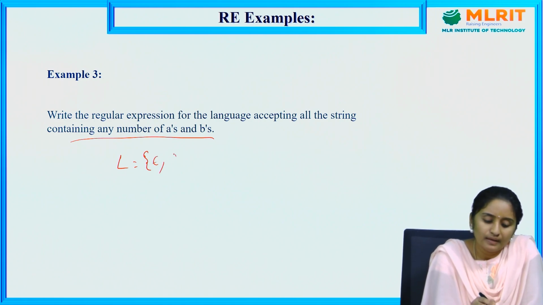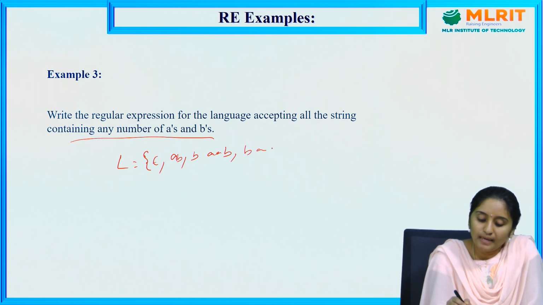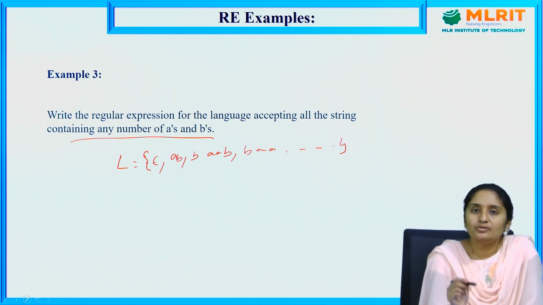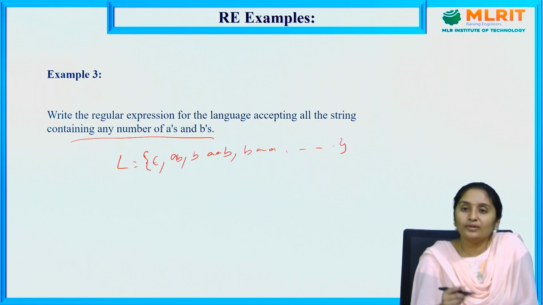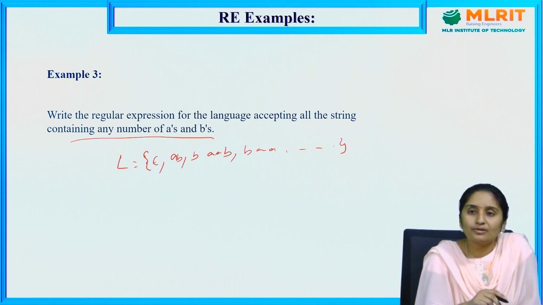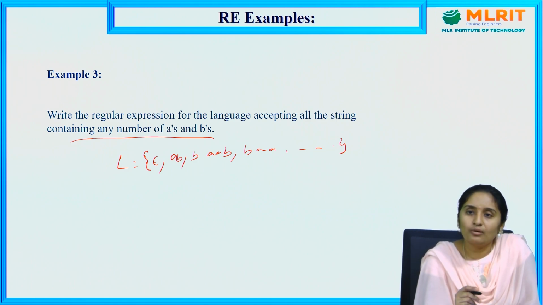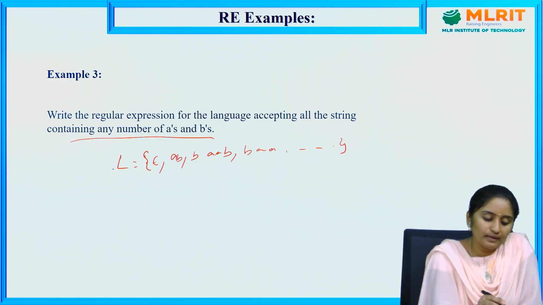Epsilon, any number of A's, any number of B's, AB is accepted, AAB is accepted, any number of A's and B's, BAA, and so on. So it is going to accept any number of A's and any number of B's. Just now we have seen only single A combinations and no null string. Here we have any number of A's and any number of B's. So how are we going to write the regular expression for it?